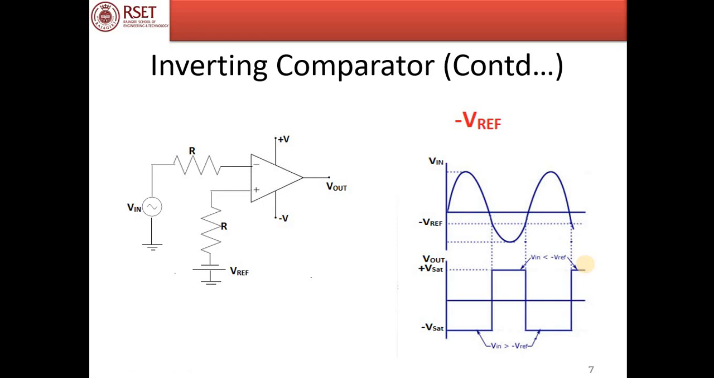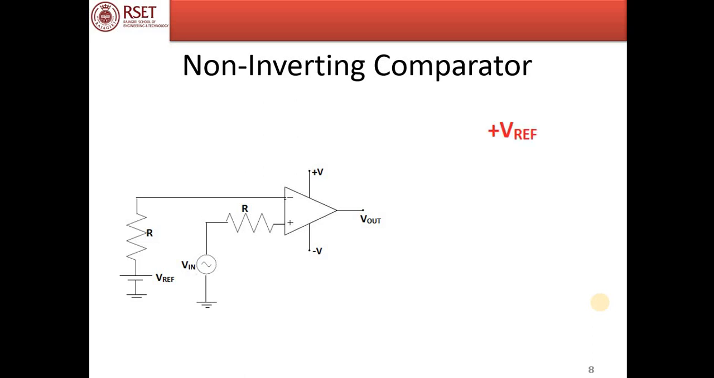So now we have considered the inverting comparator and two cases for the inverting comparator wherein the reference value is positive and negative. We have seen how the output varies in both the cases. Now let us see both the cases for a non-inverting comparator. This is a non-inverting comparator circuit.